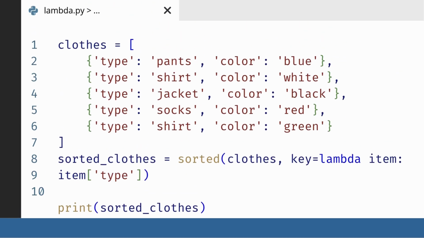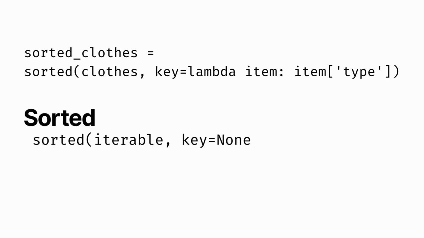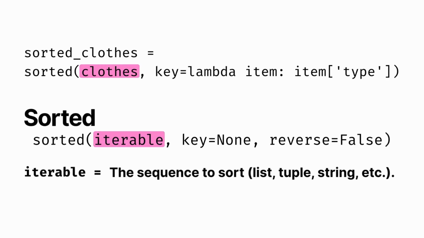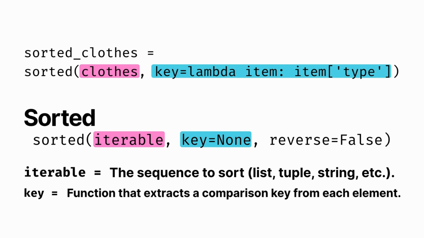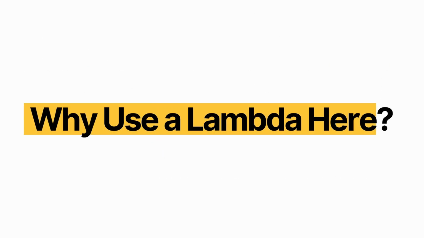What does this lambda function do? For every element in the clothes list, the lambda function returns the value of the key type. Sorted uses these return values to sort the list alphabetically by clothing types. The lambda function is a compact way to tell Python how to sort, avoiding the need to define a full function with def. Why use lambda here?